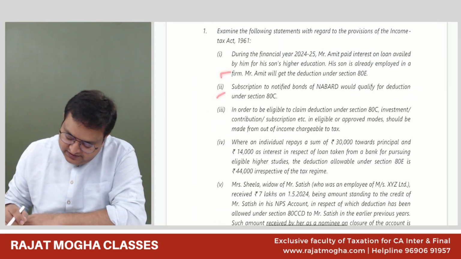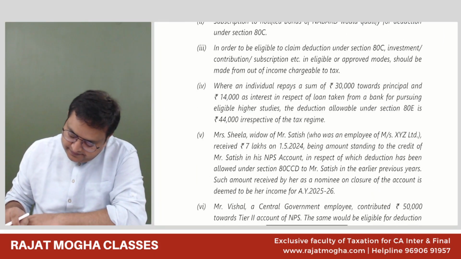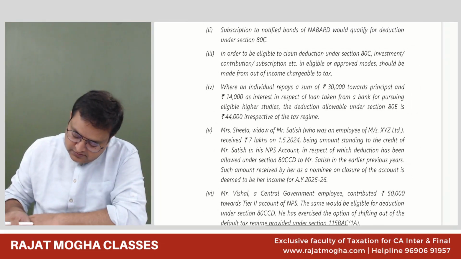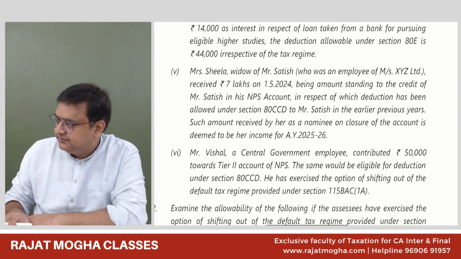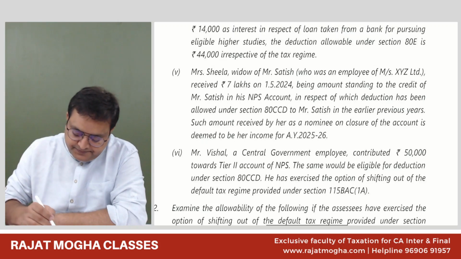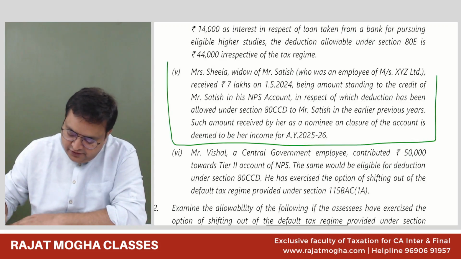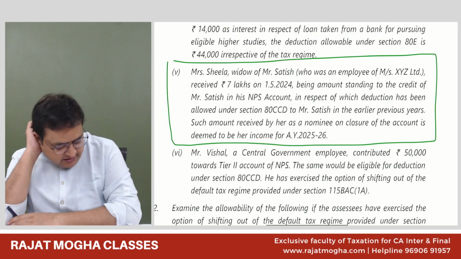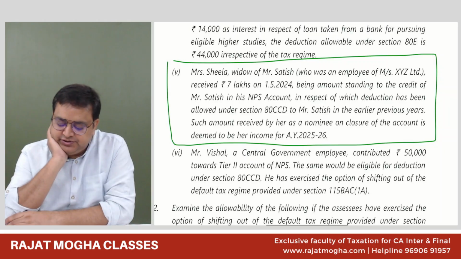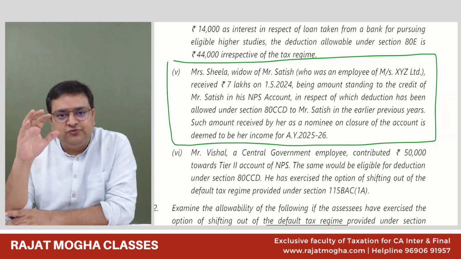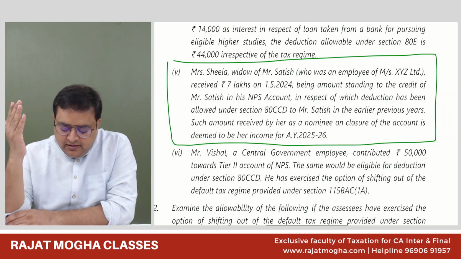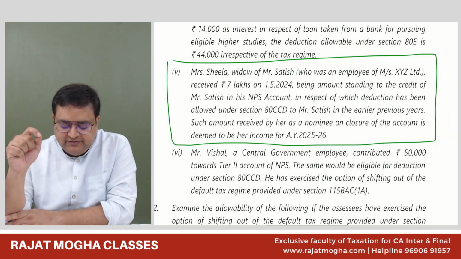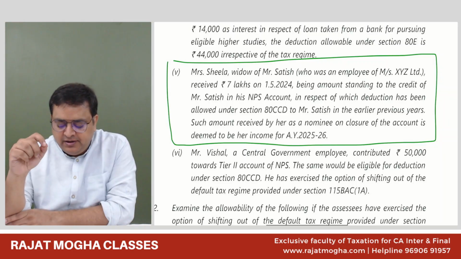These points are easy. Now, fifth, read it yourself. Sheila, widow of Mr. Satish, who was an employee of XYZ. So Satish was working with XYZ and he died. Now, Mrs. Sheila, widow, received 7 lakh rupees on 1/5/2024, being the amount standing to the credit of Satish's NPS account.